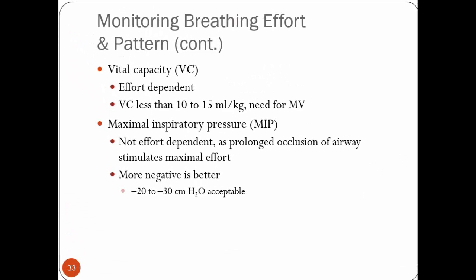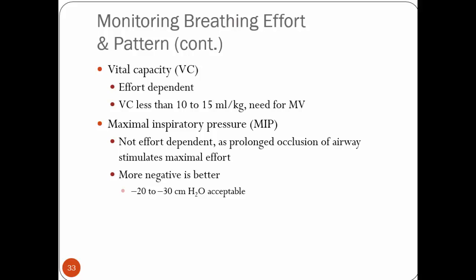The vital capacity. This is an effort-dependent test. In other words, the patient has to cooperate with you. And a vital capacity of less than 10 to 15 milliliters per kilogram indicates a need for mechanical ventilation. So if the value falls between 10 to 15, then I think most textbooks say that it requires close monitoring and you need to evaluate other tests besides the vital capacity.